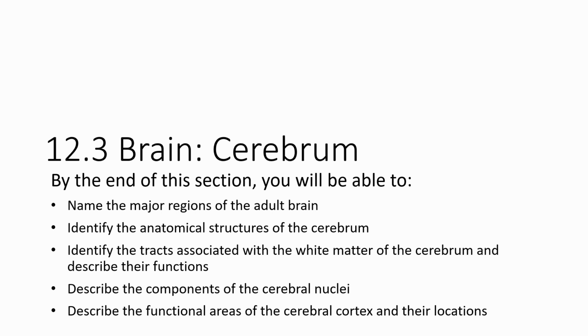to talk about one thing and one thing only, and that is the cerebrum. So we're going to get into the major regions that we find in the adult brain. We'll talk about some of the specific anatomical structures of the cerebrum, talk about certain tracts that are associated with the white matter. Remember, tracts? Oh man, we've seen that before, nerves and tracts, with the cerebrum and their functions, and then talk about the cerebral nuclei and some of the functional areas of the cerebral cortex and where we find those.